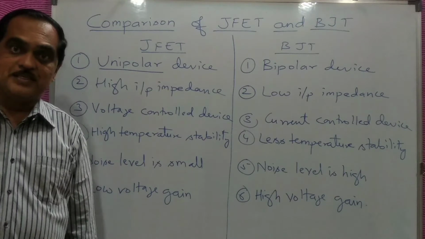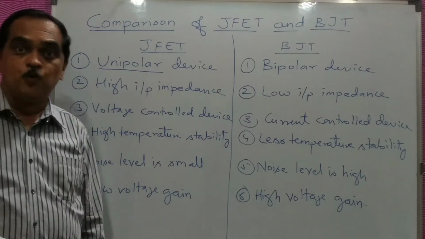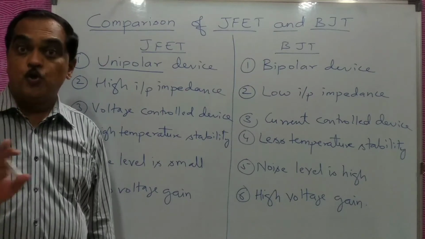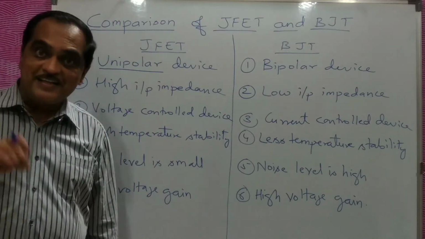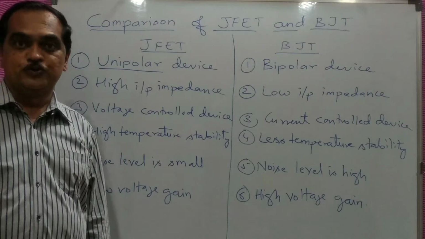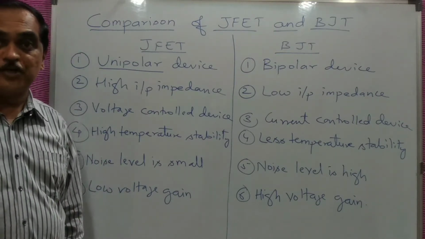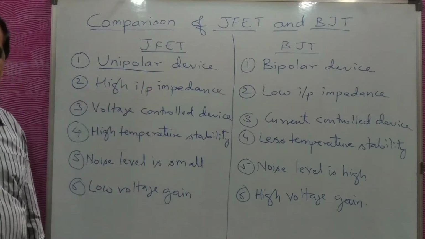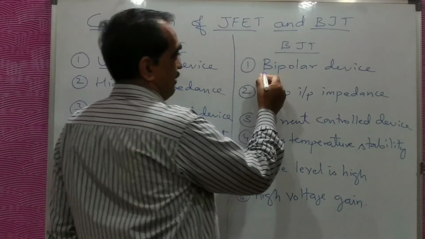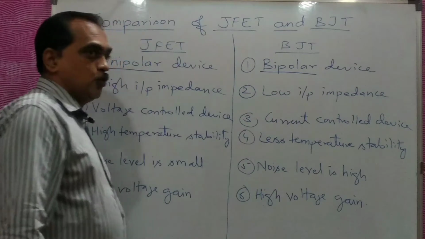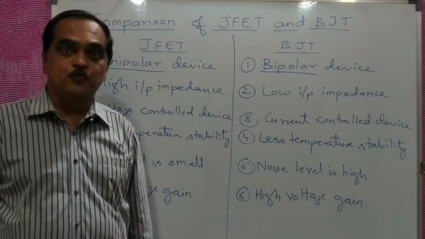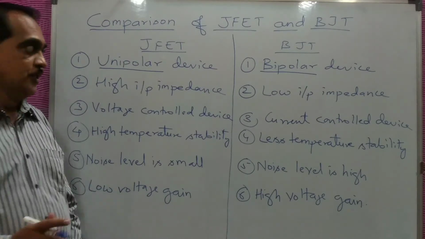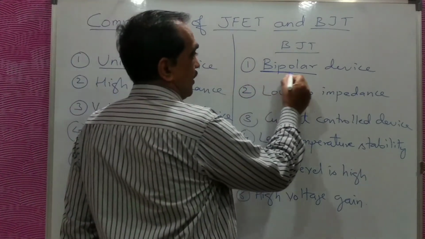Unipolar device means in JFET the current flow is either by electrons or by holes, not by both. Because it is either by electrons or by holes, only one of them helps the current to conduct. That is why it is called a unipolar device. Similarly, in BJT, we have NPN and PNP. You have both holes and electrons which constitute the flow of current. Because both constitute it, it is called a bipolar device.